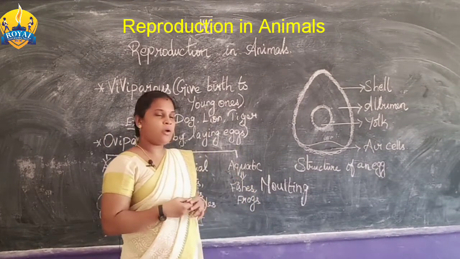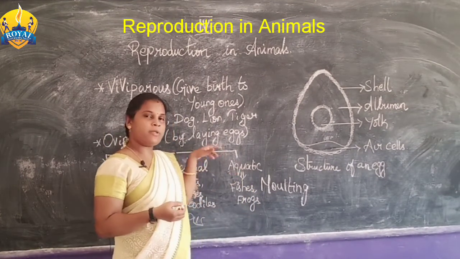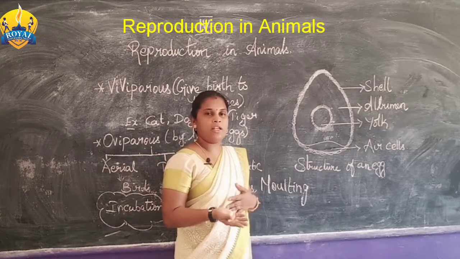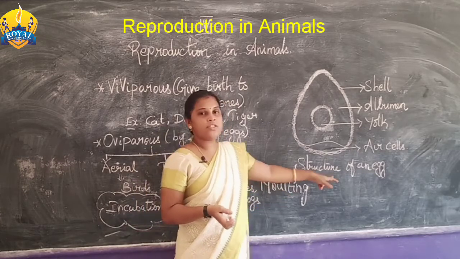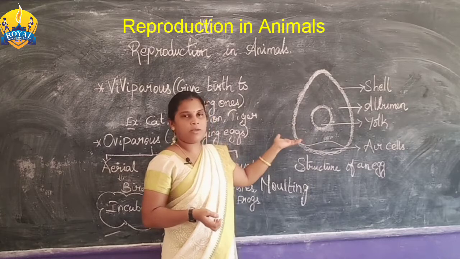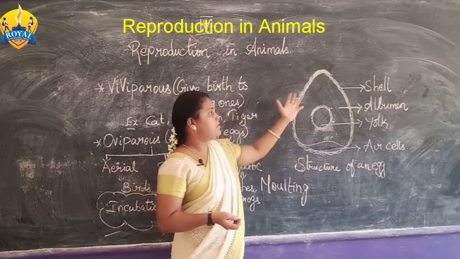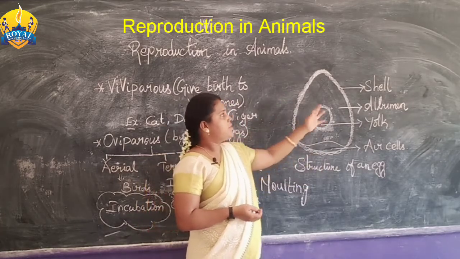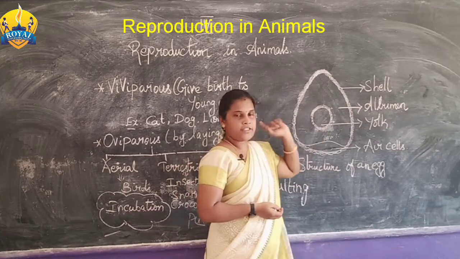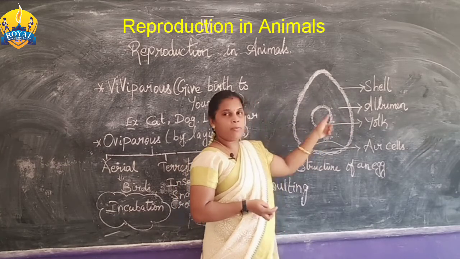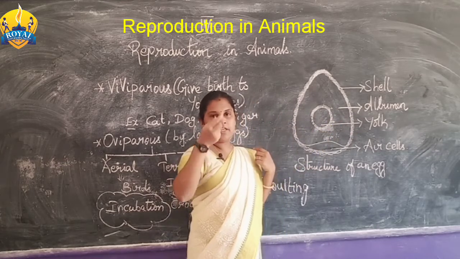Okay, now we are seeing about oviparous animals. Oviparous means animals which lay eggs are called oviparous animals. Now we will see the structure of an egg. All the birds and some animals lay eggs. Now, this is the structure of an egg. Shell, shell means the outer part. That outer part is called the egg shell. Albumen, albumen means in that egg the white jelly substance.